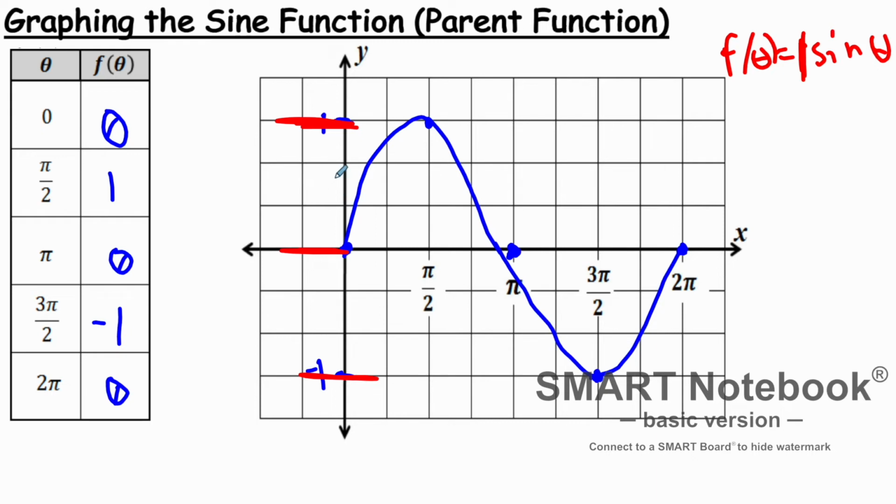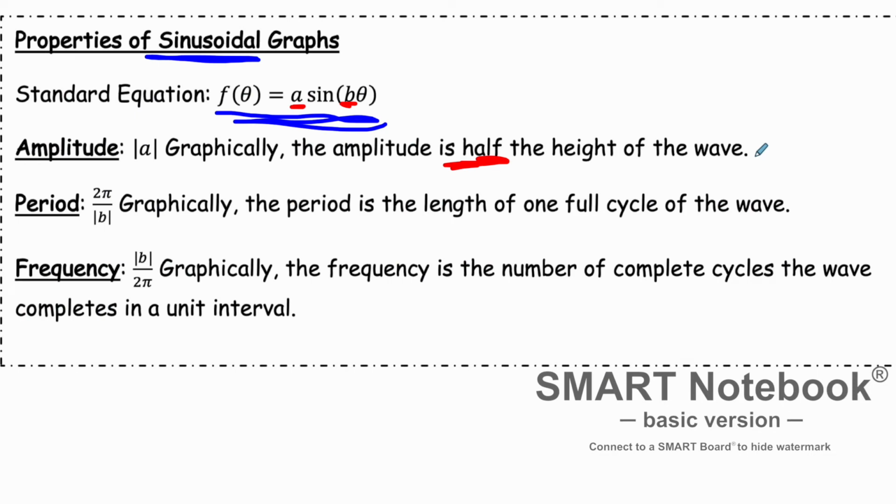The next term is period, and I'm going to leave the graph here to show you what the period is. The period is how long it takes this to repeat itself. So it starts here at 0, and it goes up and down and back up, and it takes 2 pi units for it to repeat itself. Okay, so that is the period of the function.